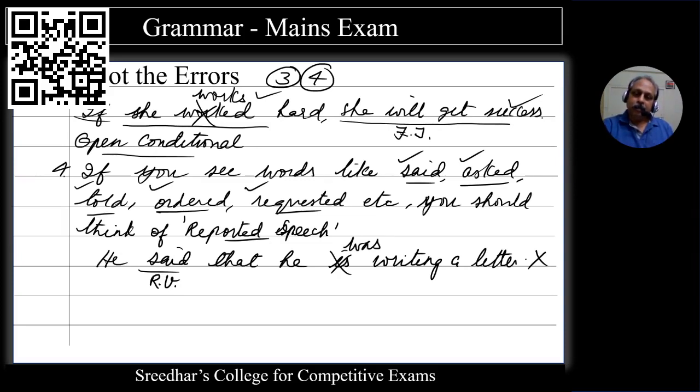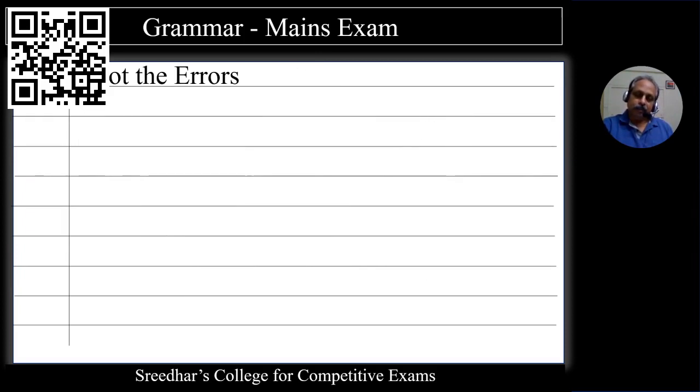How do you decide that? Based on the reporting verb said. Said goes with statements, indirect speech or reported speech, and said is in the past. If the reporting verb is in past, the tenses change to a corresponding past tense. And what could be the actual statement? I am writing a letter, that is present continuous, changes to past continuous. Next.